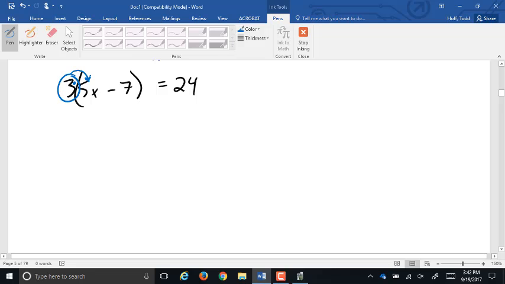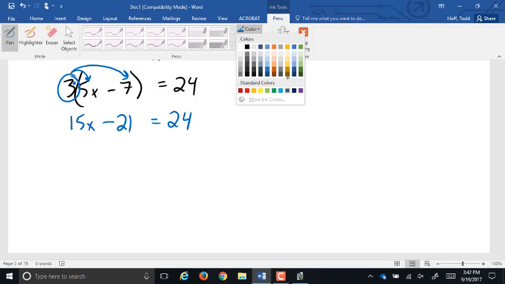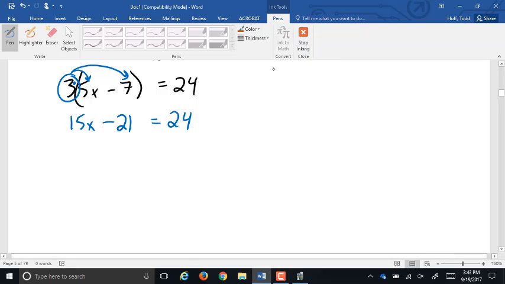Now I'm just going to distribute. 3 times 5x gives us 15x. And 3 times negative 7 is negative 21. Good. That equals 24. Now what do we do? Now that we have it down to the variable only appearing once, what do we do to solve it? We're going to add 21. Very good. So we're left with 15x over here. 21 is gone. 24 plus 21 is 45. Perfect.